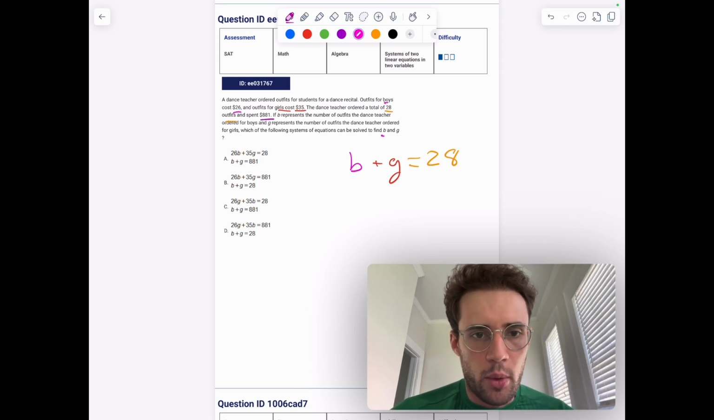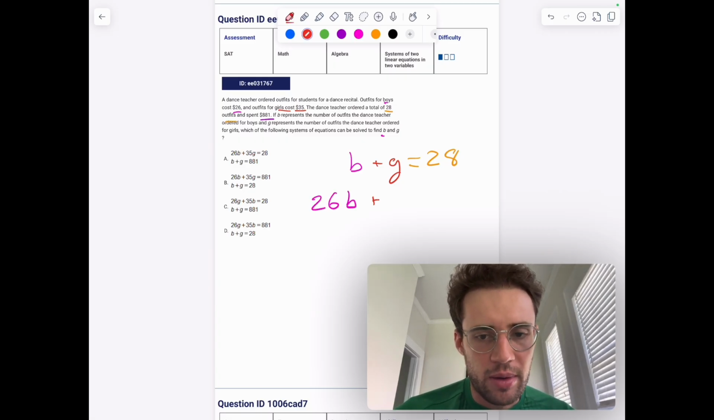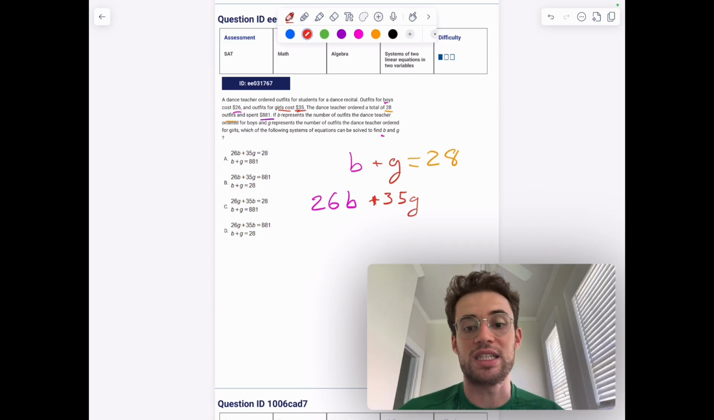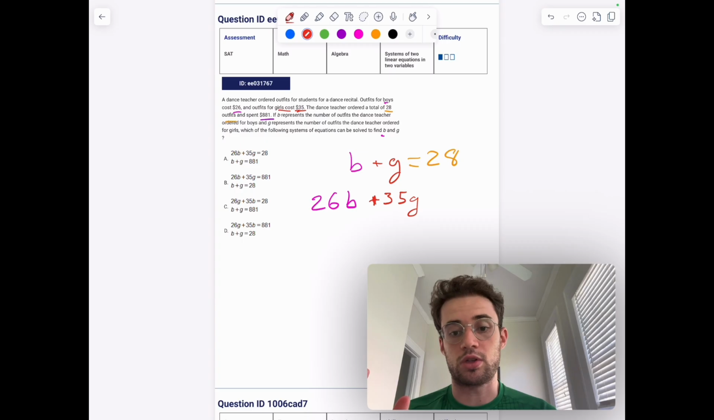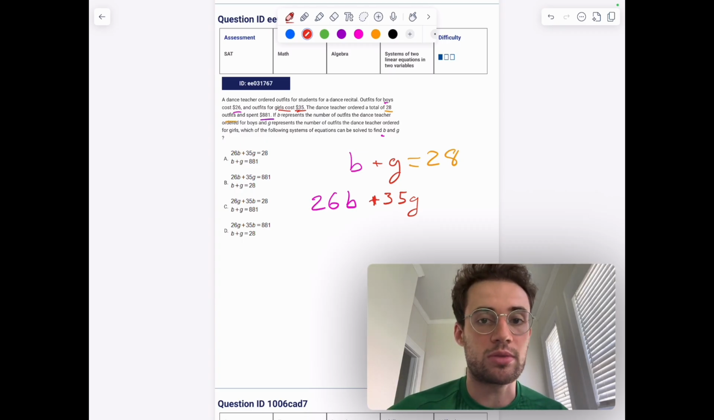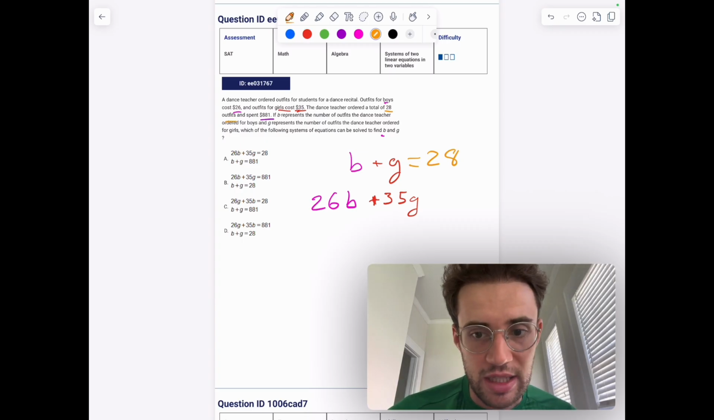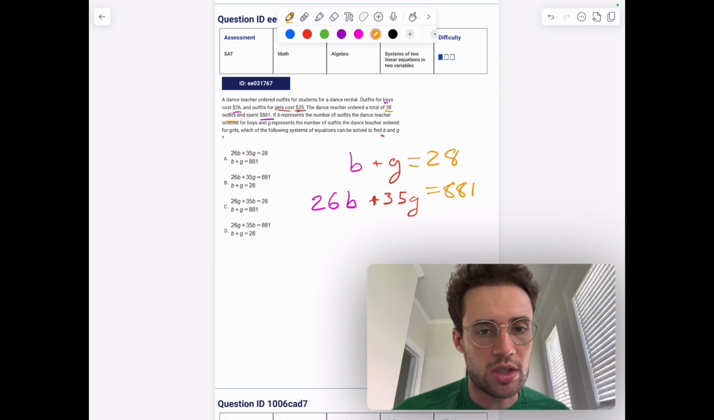So each boy outfit cost 26. We could do 26 times the number of boy outfits, and then that would be the total money spent on boy outfits. And then we've got $35 for the girl outfit. So $35 times the number of girl outfits is the total money spent on girl outfits. If you add the total money spent on boy outfits plus the total money spent on girl outfits, it would add up to the total money spent, which was $881. All right, so these should be our two equations.